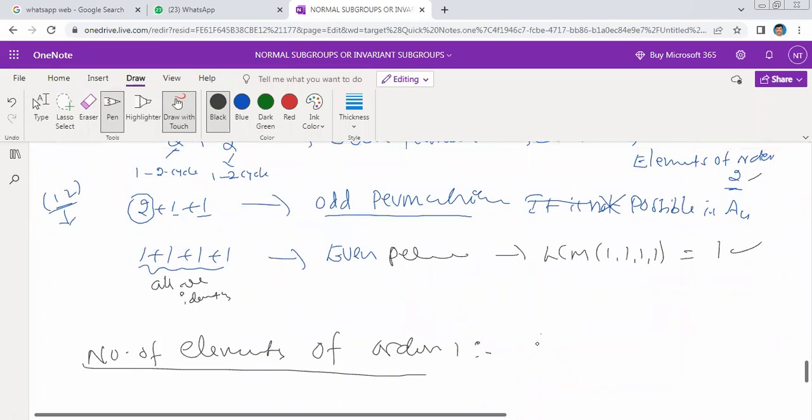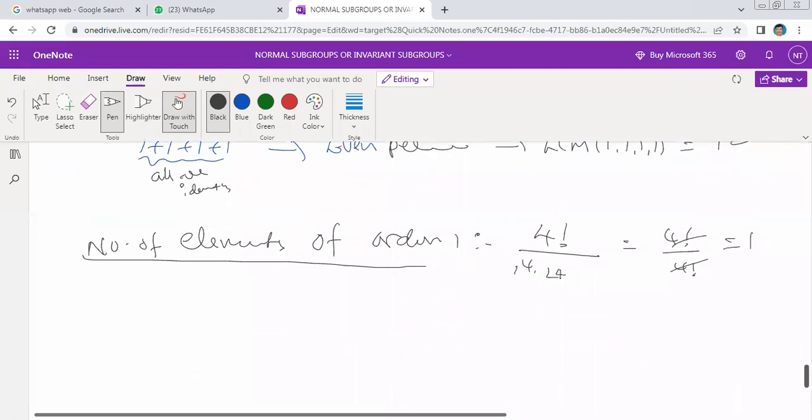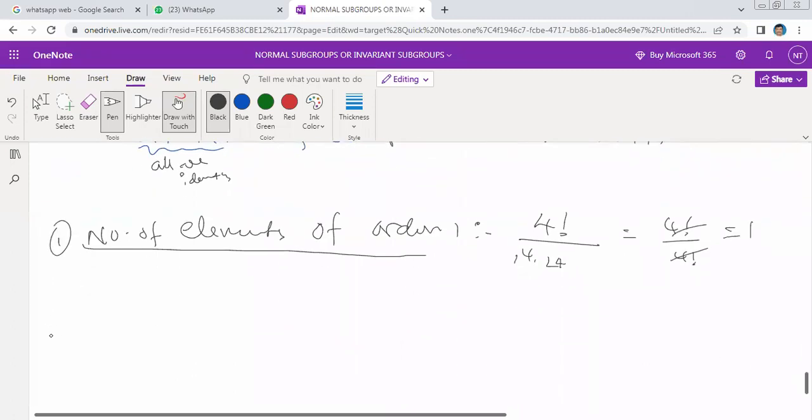Order 1 means here 4 elements, 4 factorial by 1 is repeated 4 times, 1 power 4 into 4 factorial. Therefore 4 factorial by 4 factorial, which is equal to 1. This is the identity permutation. Number of elements of order 2.